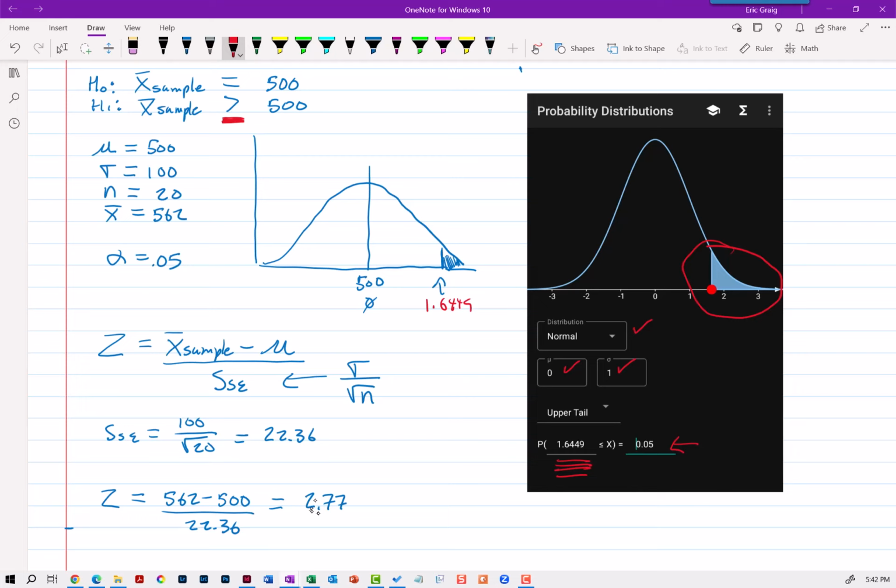1.6449. Our z value is 2.77. It's way out here someplace. I don't know where it'll be, but it's way out here someplace. So in this instance, we can reject the null hypothesis. Okay, so that's how you'd go about solving a one-tailed test. Let's move on now to take a look at how you would solve a two-tailed test.